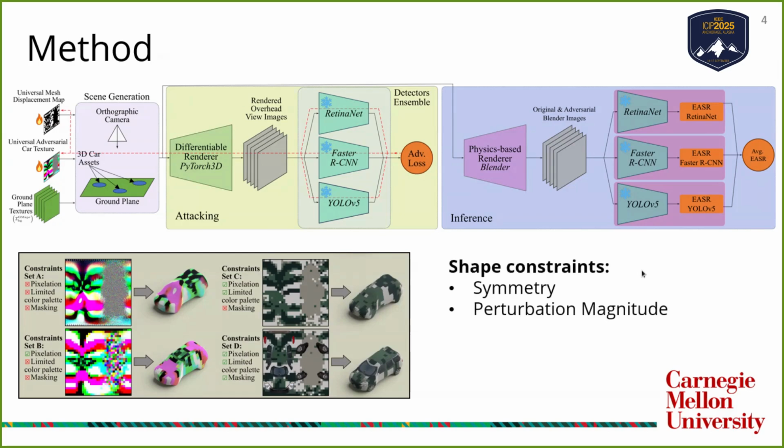We also impose shape constraints, enforcing symmetry and limiting perturbation sizes to keep shapes plausible. Overall, our method creates realistically deployable adversarial vehicles that work across multiple detectors while respecting physical and practical limits.